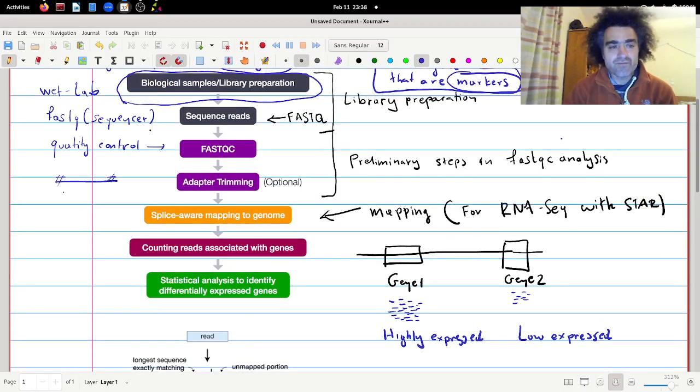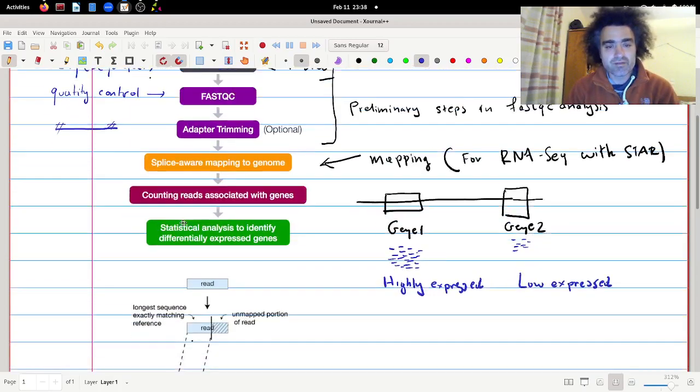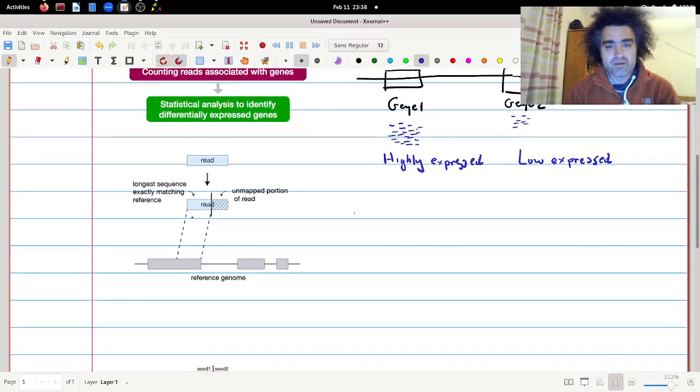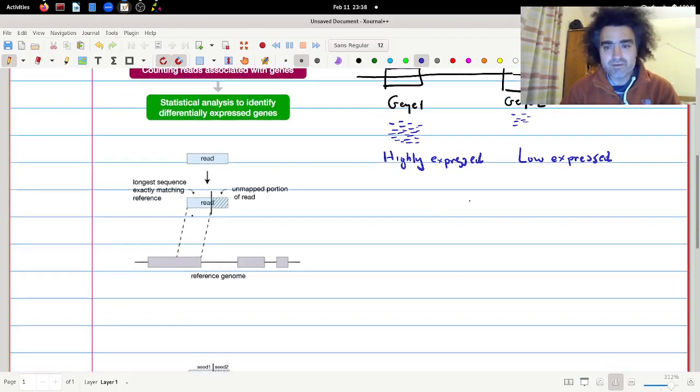And now the first differentiation of the RNA-Seq analysis comes compared to other NGS methodologies. I will explain a little bit what this splice-aware mapping to genome is and why it is needed in RNA-Seq. So I will use this space here for this.